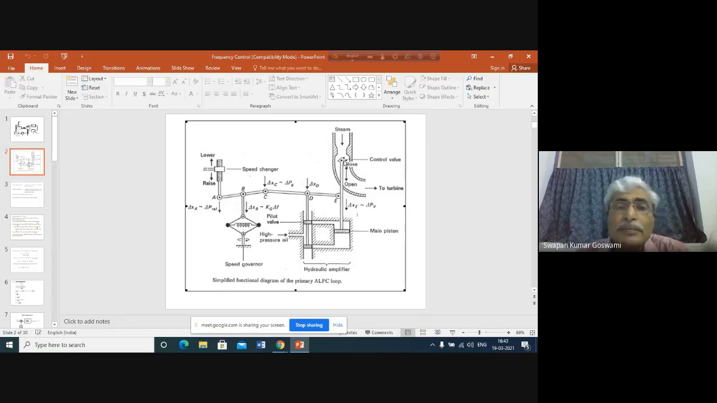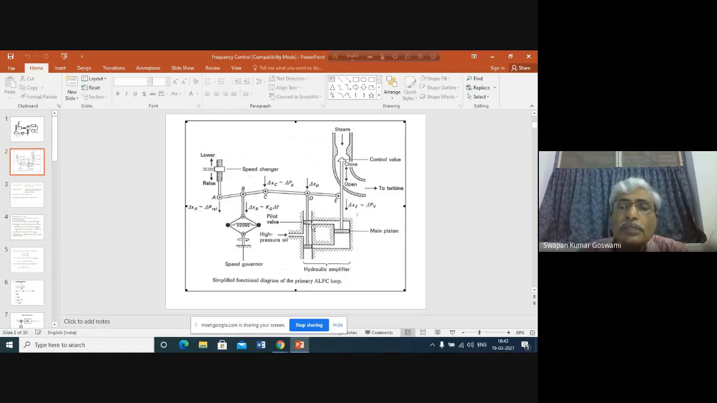Now you see that this is the hydraulic amplifier. This hydraulic amplifier has two cylinders basically. This is the narrower cylinder, this is the larger cylinder. These cylinders are connected at this point and at this point through these two openings.